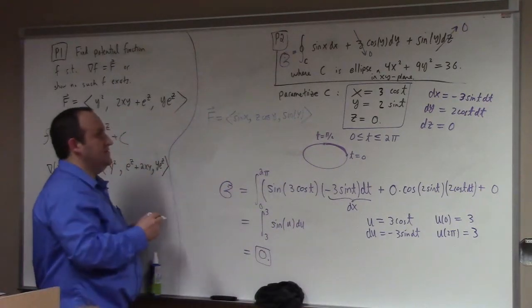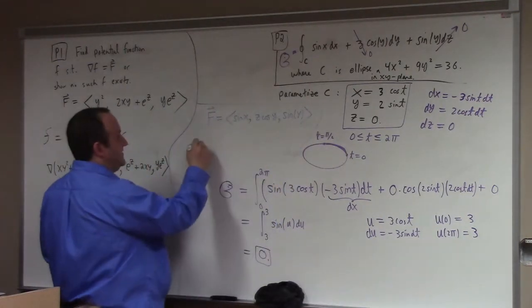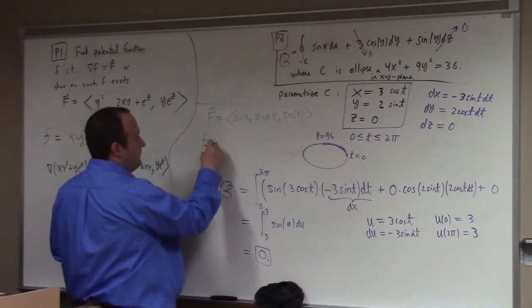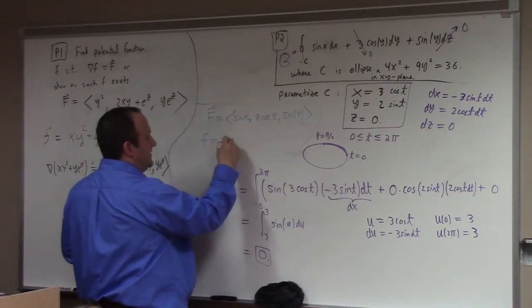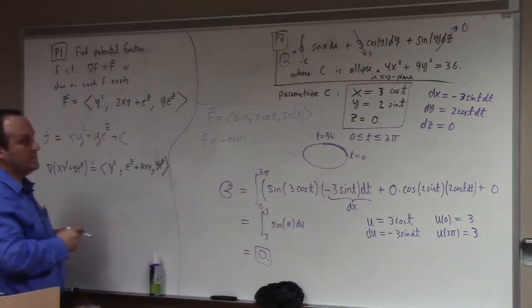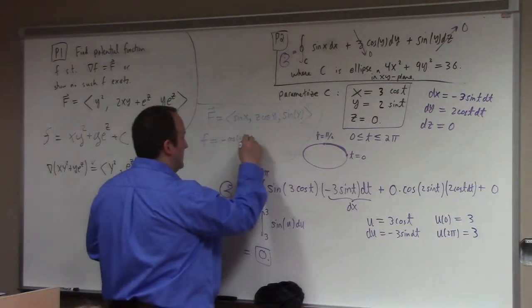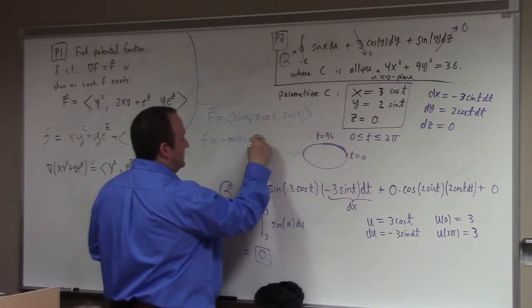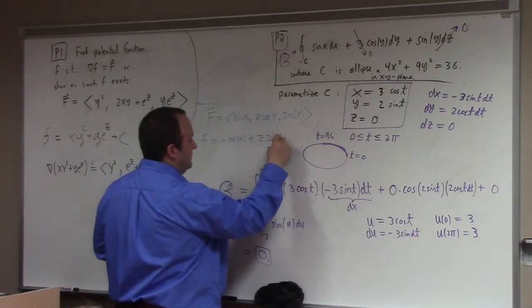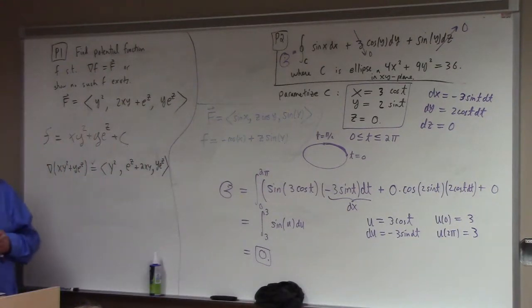So let's use the last group's method. Let's try some educated guessing. F equals to what? Yeah, you definitely need a minus cosine x. And then what? Plus z sine y. Aha!